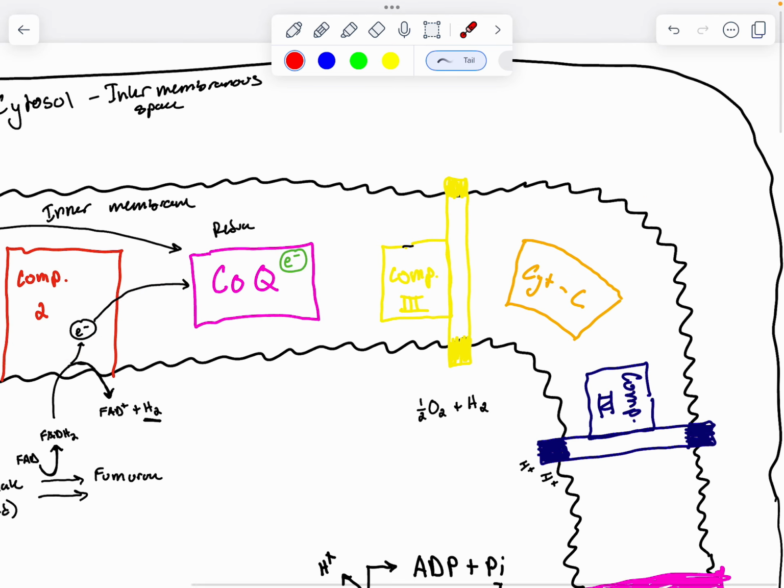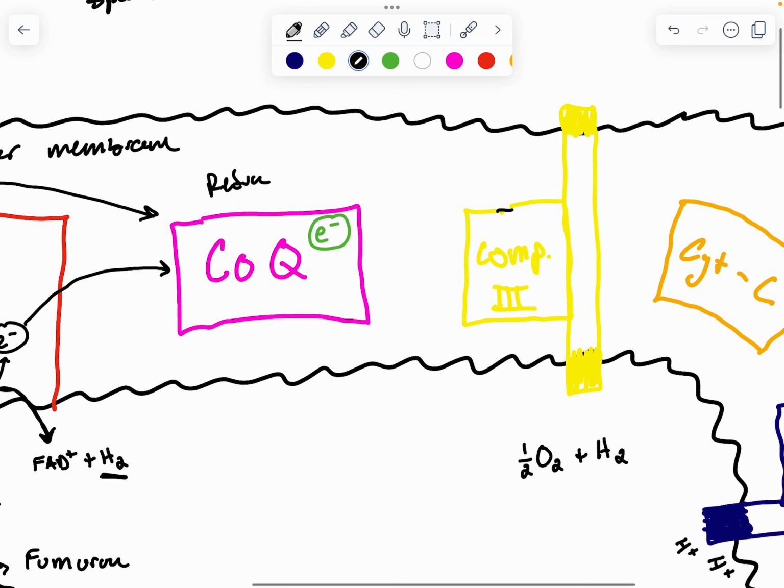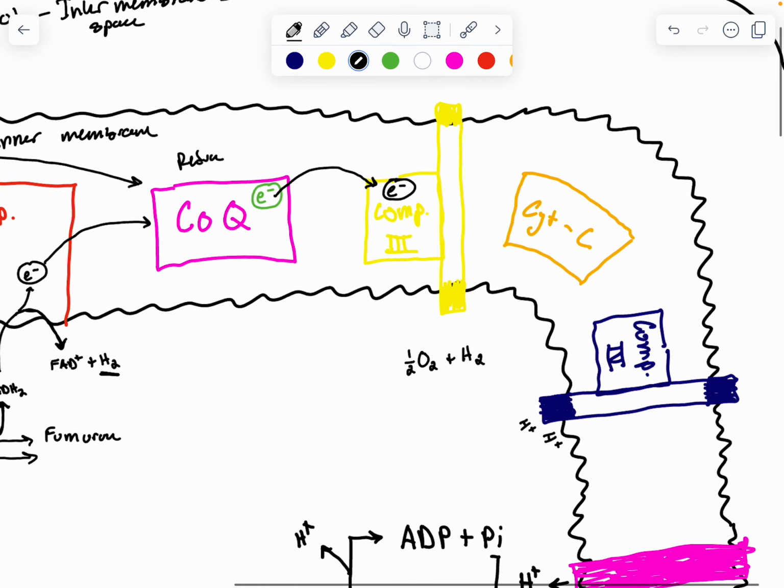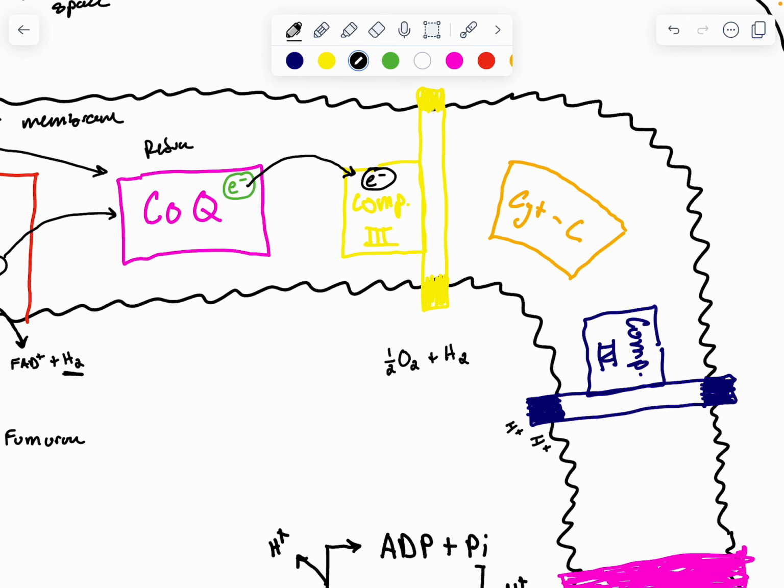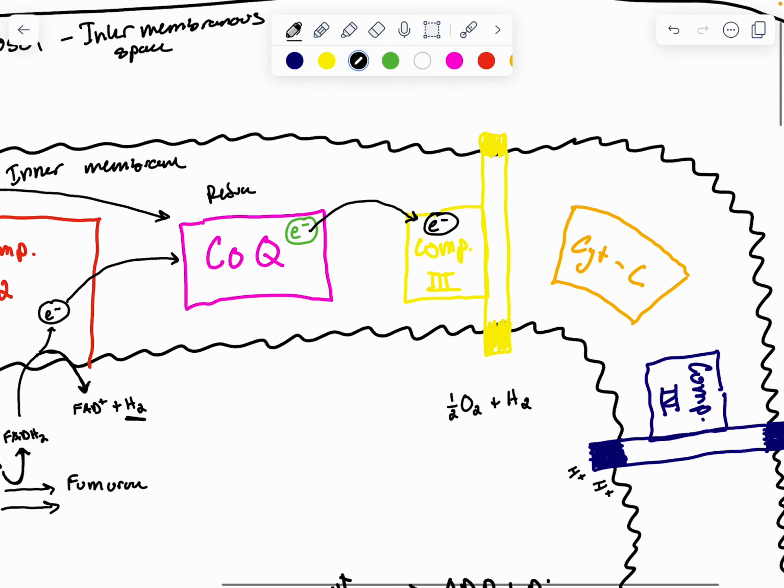So now CoQ is eventually going to say, hey, I don't want these electrons. I want to get back to my normal resting state. So CoQ is going to pass these electrons on over to complex 3. Complex 3 is going to be reduced from CoQ, and CoQ is going to be oxidized from complex 3 because CoQ is losing something and complex 3 is gaining something. So now these electrons are over here on complex 3.